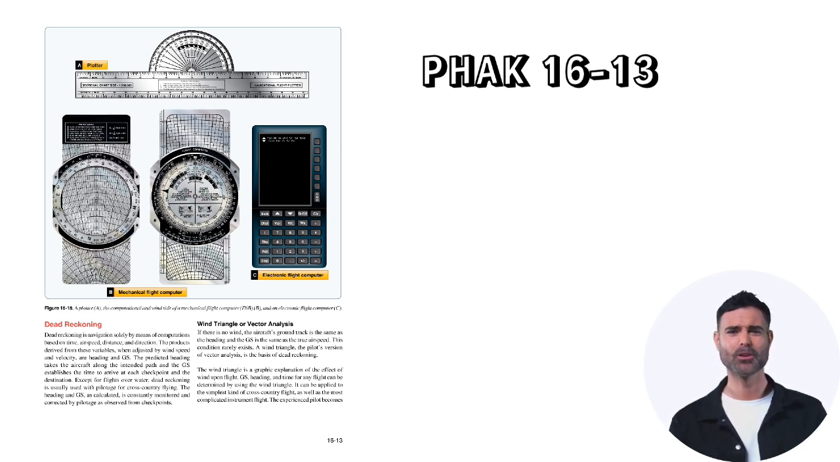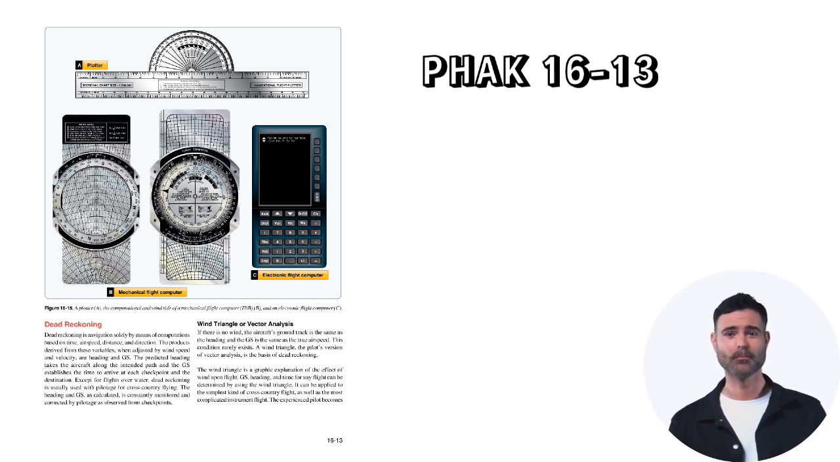Wind triangle or vector analysis. If there is no wind, the aircraft's ground track is the same as the heading, and the GS is the same as the true airspeed. This condition rarely exists. A wind triangle, the pilot's version of vector analysis, is the basis of dead reckoning. The wind triangle is a graphic explanation of the effect of wind upon flight. GS, heading, and time for any flight can be determined by using the wind triangle. It can be applied to the simplest kind of cross-country flight, as well as the most complicated instrument flight.